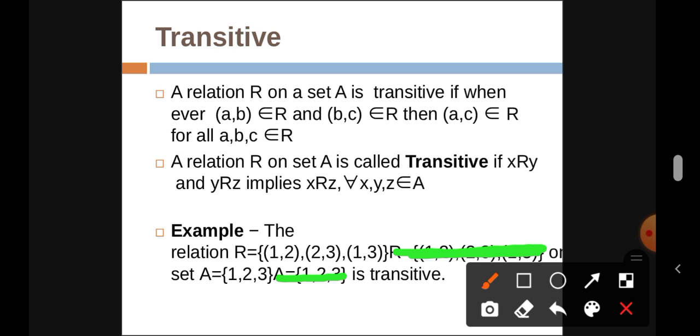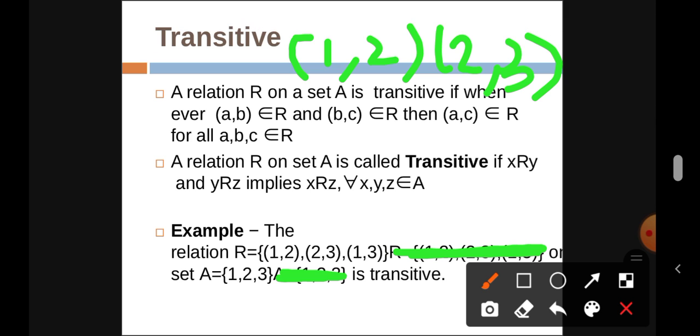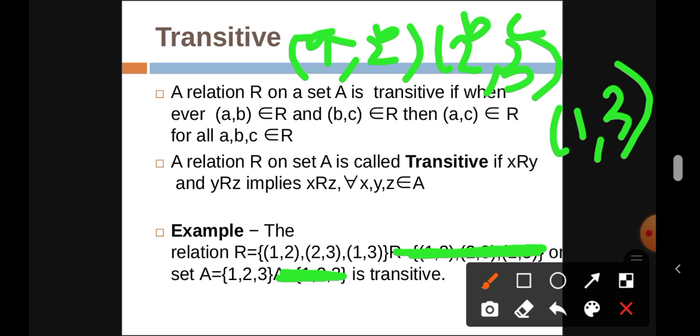And it is transitive. Why? Because here A is a set consisting of the values 1, 2, 3. So if you are taking (1, 2) and (2, 3), then here this is A, this is B, and this is C, then A implies C should be there, that is (1, 3). So we can say the relation is transitive.